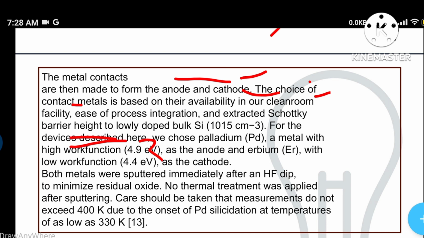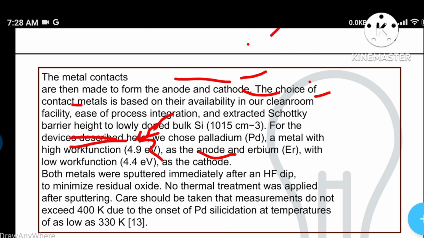So we should take care of the approximation or errors while performing. The high work function should be exactly 4.9 or it can be more, and the low one should be 4.4. It should not exceed 4.4 as cathode.